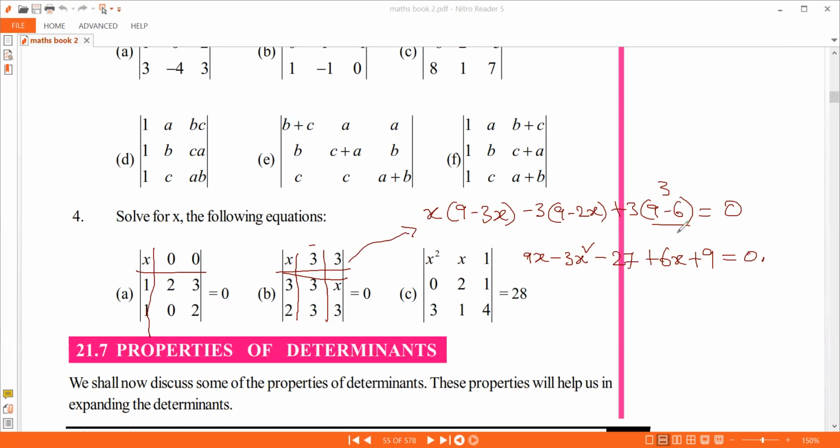This is 3 directly. You can solve this to 9. You can do like 3 into 9, that is 27. 3 into 6, that is 18. 27 minus 18, you are going to get the same number. No problem. But 9 minus 6 is 3. Directly you can multiply and give the answer.